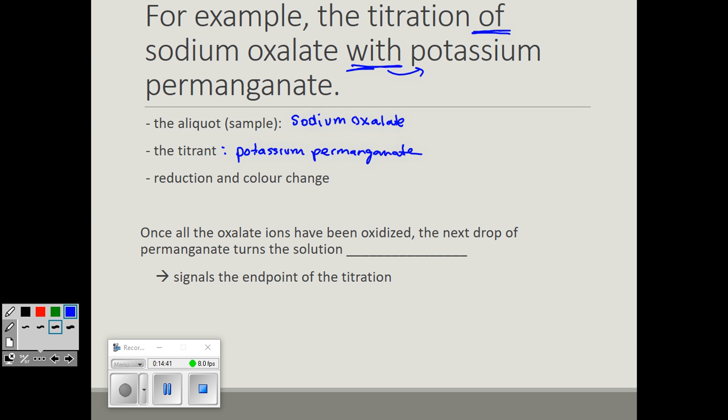Now, it is pretty common for there to be at least a question or two on a diploma where we ask you what kind of tools you would use. So when we're considering a titration, this sodium oxalate, because it's the sample, would be in an Erlenmeyer flask, and the potassium permanganate, because it's the titrant, would be in one of those long, skinny tubes that has a little lever on it, called a burette.